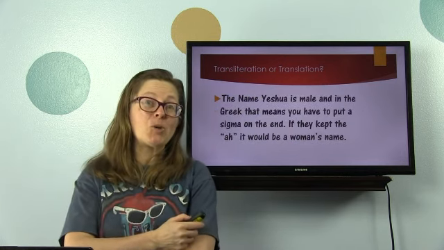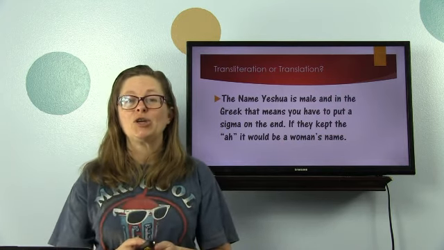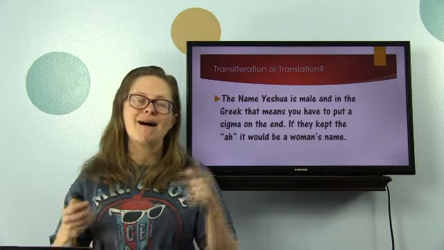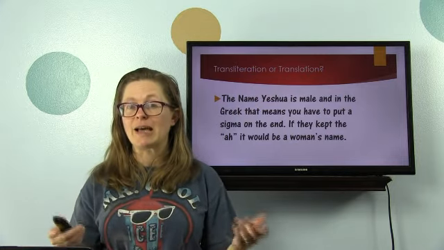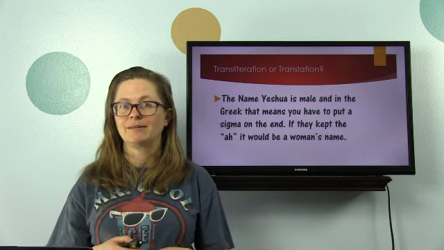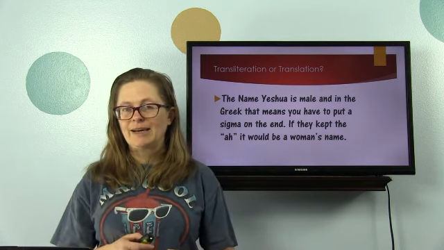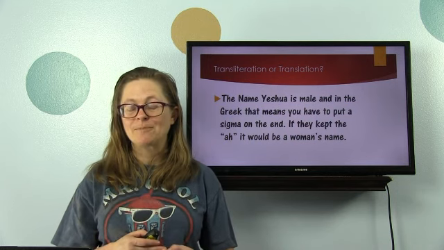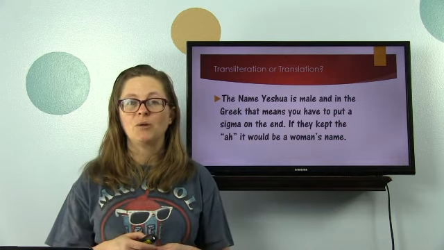See, the name Yeshua is male. And in the Greek, you have to have a sigma on the end of the word. You know, that thing that looked like the S that was having trouble getting out of bed in the morning or kind of just fell out? If they kept the ah at the end of the name, it would be a woman's name. Yeshua would be a woman's name.